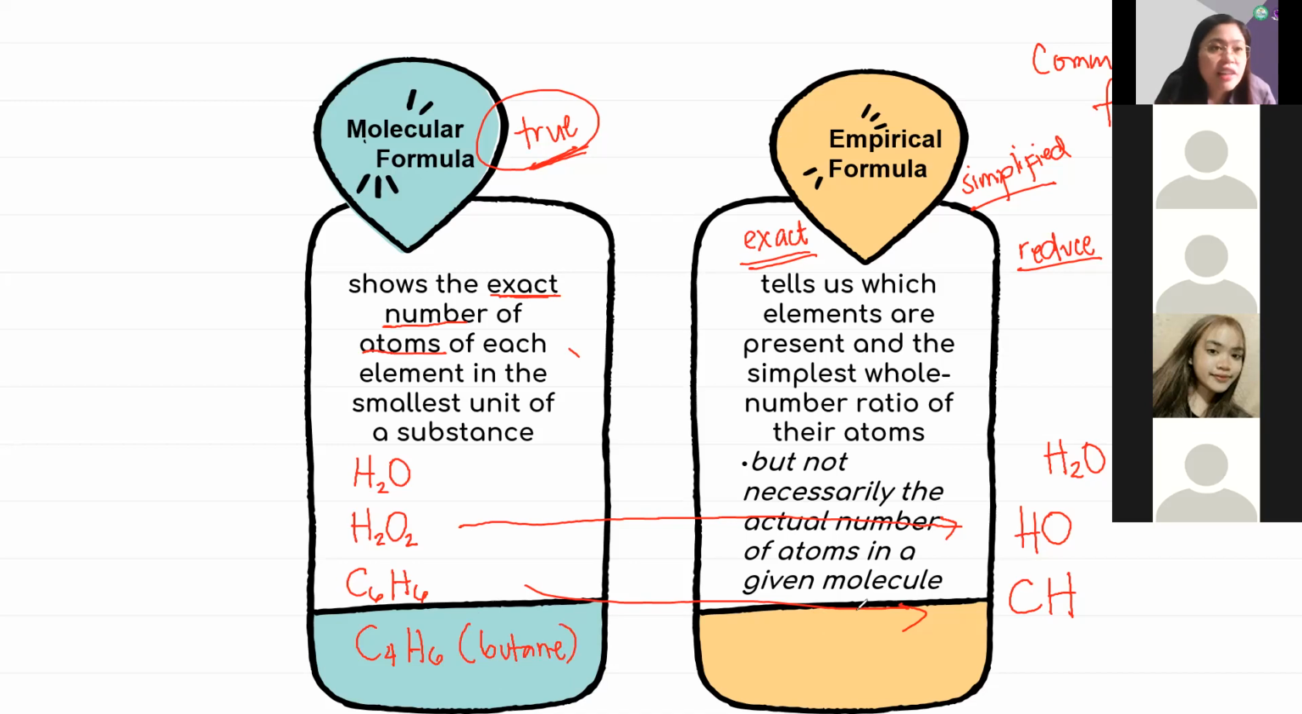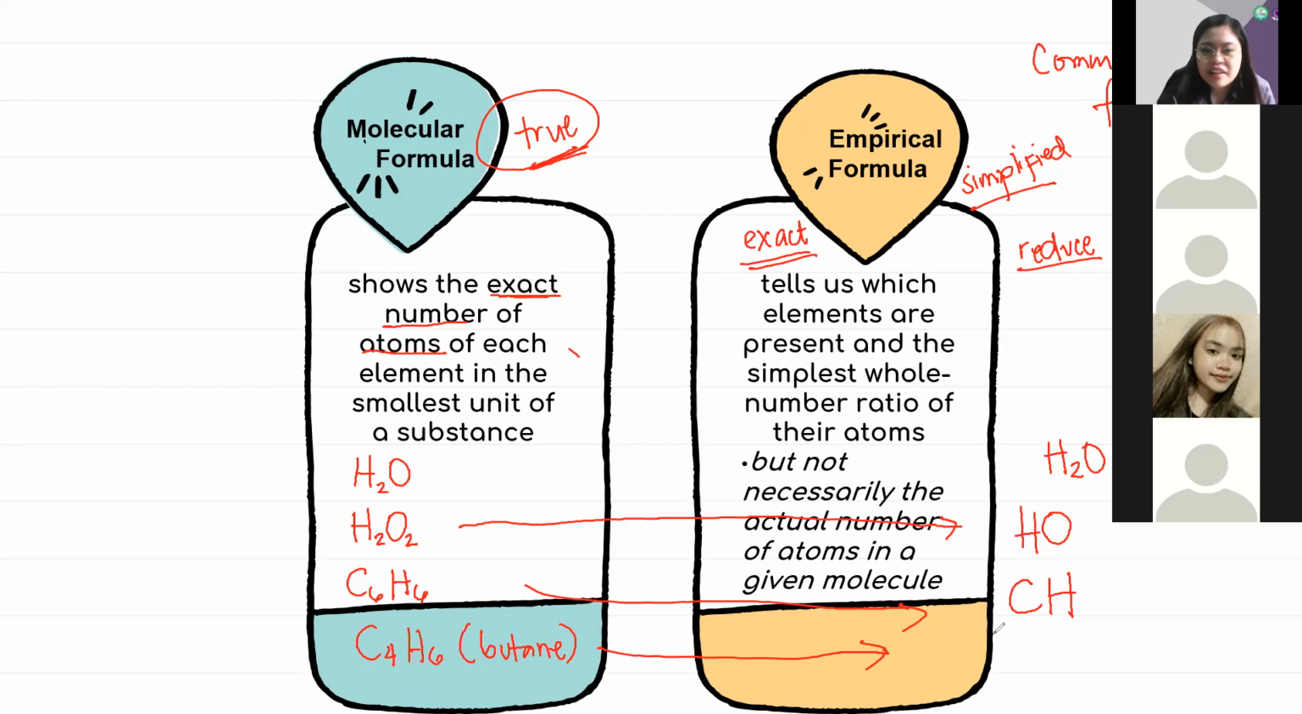So kanang butane nga atong ginagamit magluto, that is C4H6. Now, that is the molecular formula of butane. True formula, it will show you that it has 4 carbons and 6 hydrogen. Pero, pag i-simplify natin ito, what is the common factor sa 4 and sa 6? 2 po. 2. Okay. So, 2.